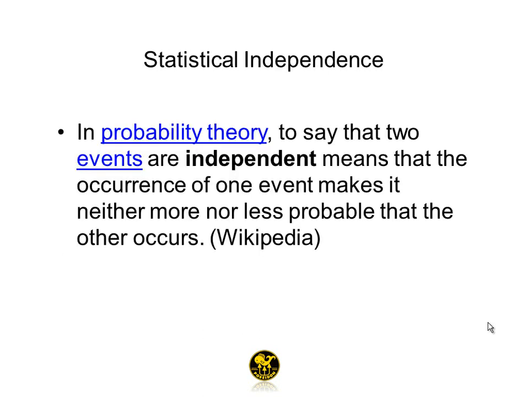So this is the most important thing I want to get across to you. This is from Wikipedia. What do we mean by statistical independence? In probability theory, to say that two events are independent means that the occurrence of one event makes it neither more nor less probable that the other occurs. This is a fundamental concept in probability, and it tends to get glossed over, and I must say particularly gets glossed over when we start talking about diving.